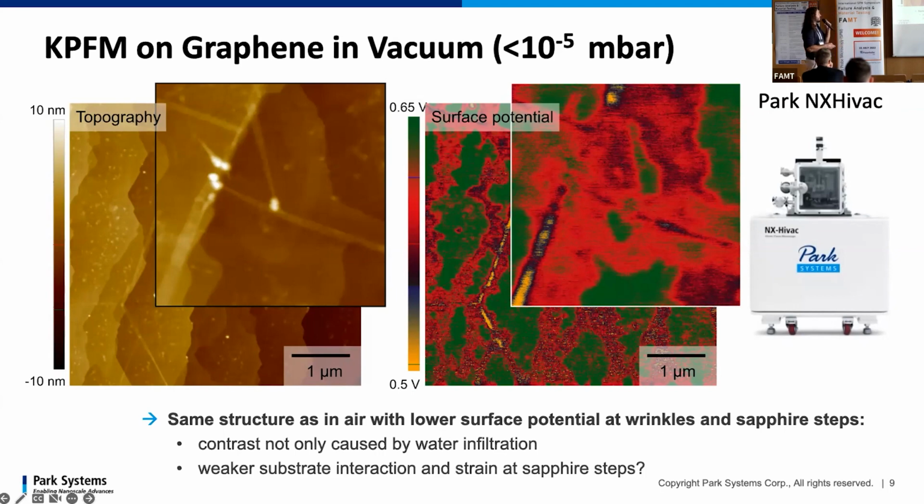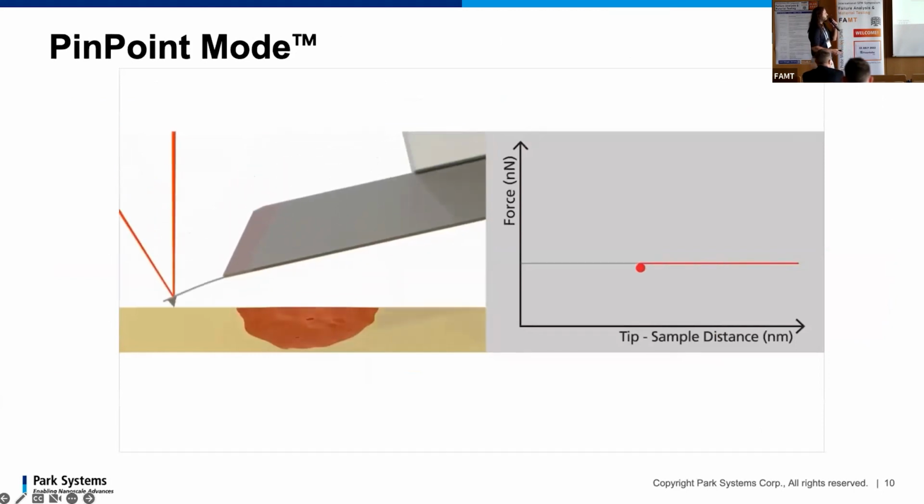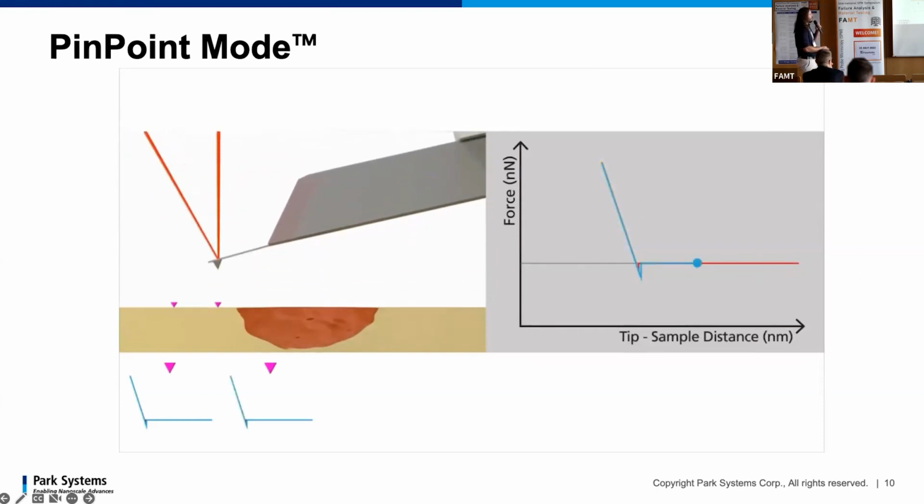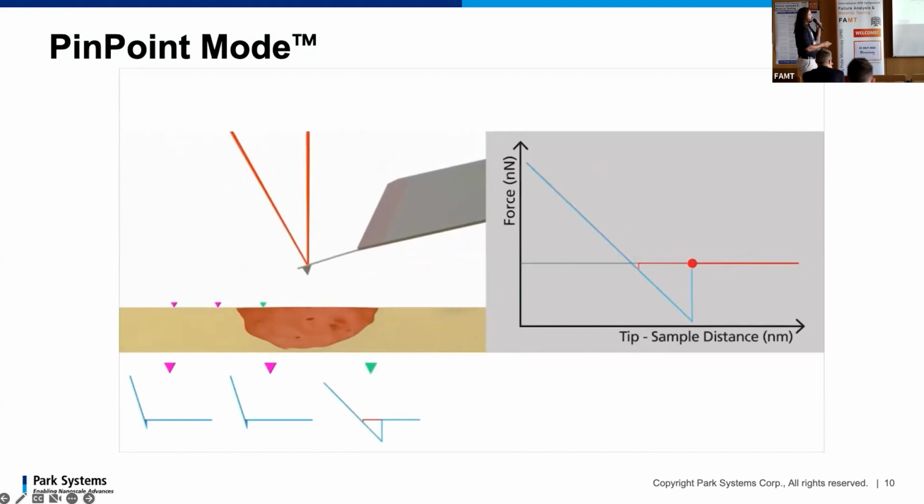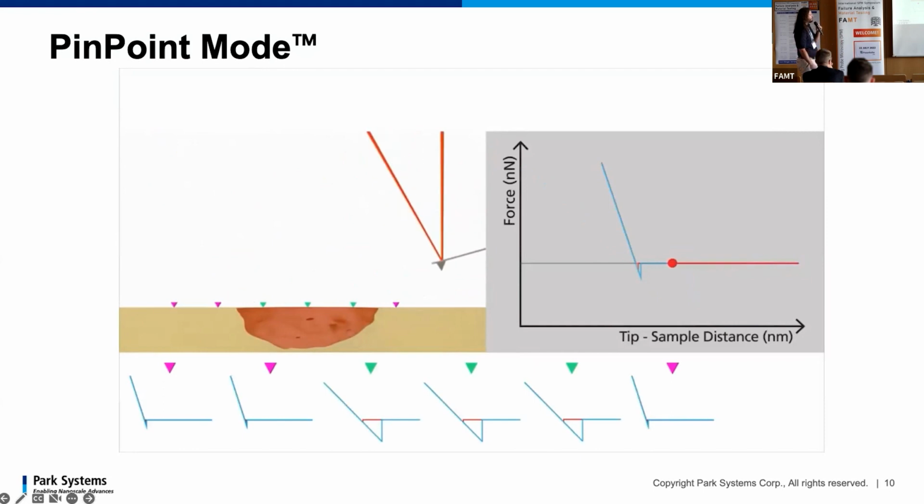So we are wondering, is this due to a weaker substrate interaction or strain locally in the graphene film? We would expect that strain would also change different properties, especially the mechanical properties, because strained graphene films are expected to be slightly stiffer. So in order to map the mechanical properties, we used a mode we call pinpoint mode, where we measure isolated force distance curves for each pixel on an area. This generates a set of force distance curves for each location, which allows us to easily identify and discern, for example, very soft and sticky areas and very hard and rigid surfaces.